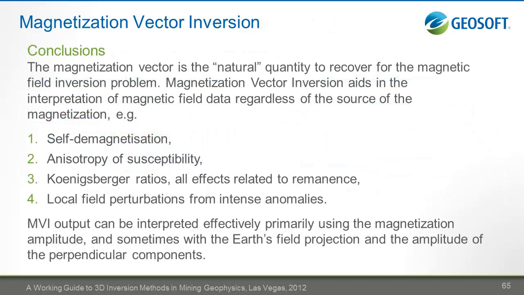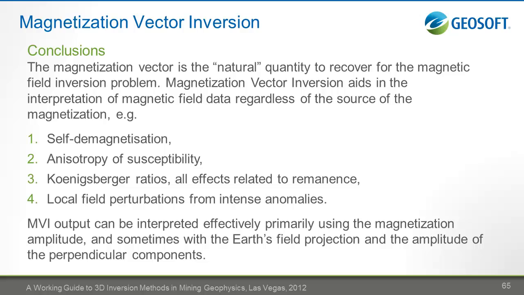So to conclude this section on magnetization vector inversion, I've shown that it's the natural parameter to recover when you're inverting magnetic field data, and it involves both an amplitude and a direction. It aids in the interpretation of magnetic field data, particularly in cases where there's any sort of demagnetization or anisotropy or any sort of remanent effect.